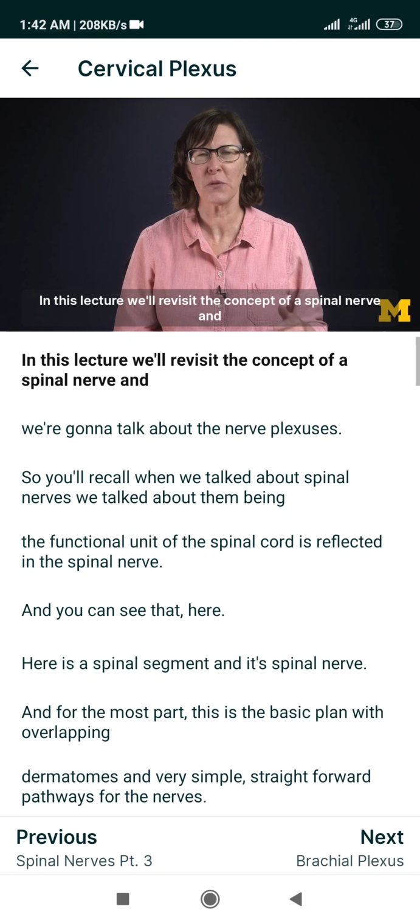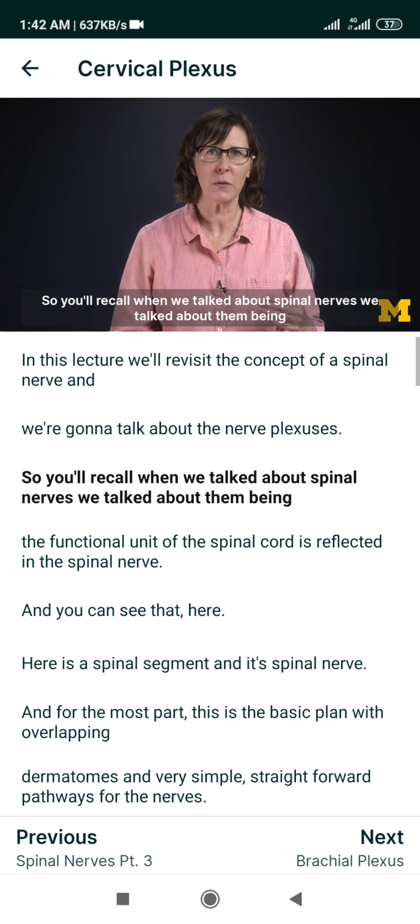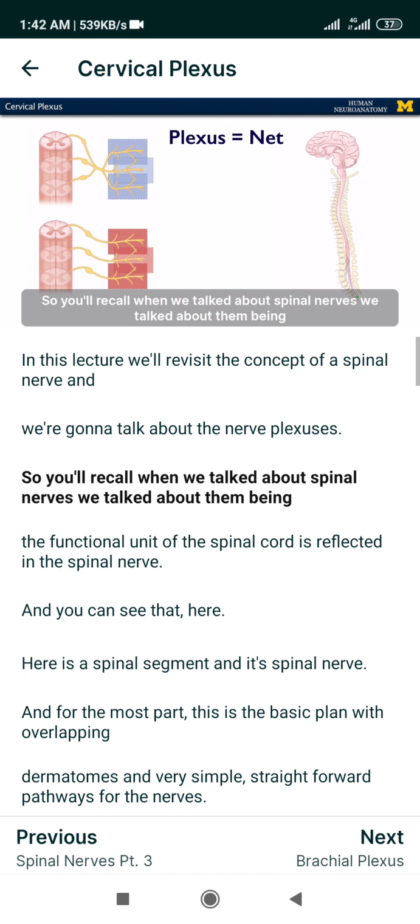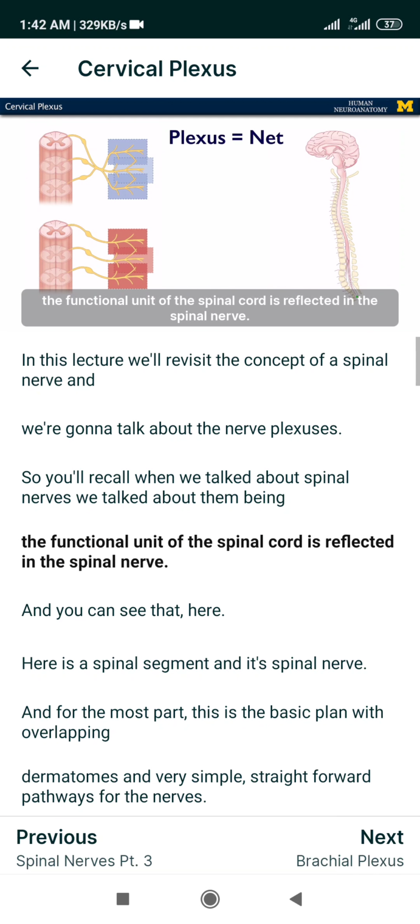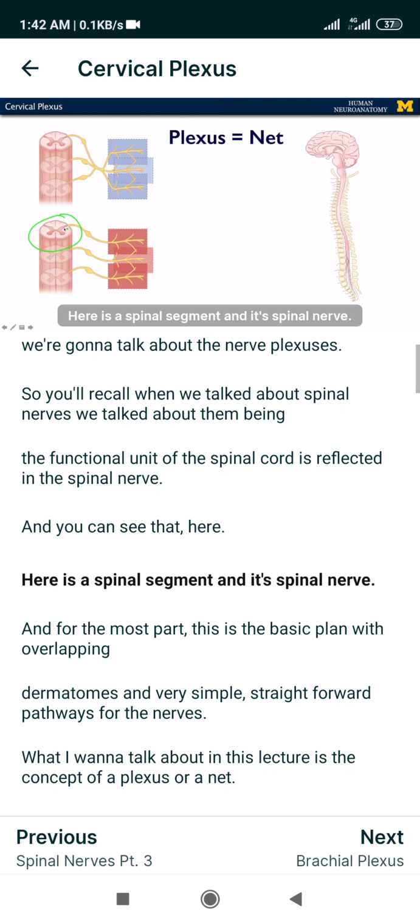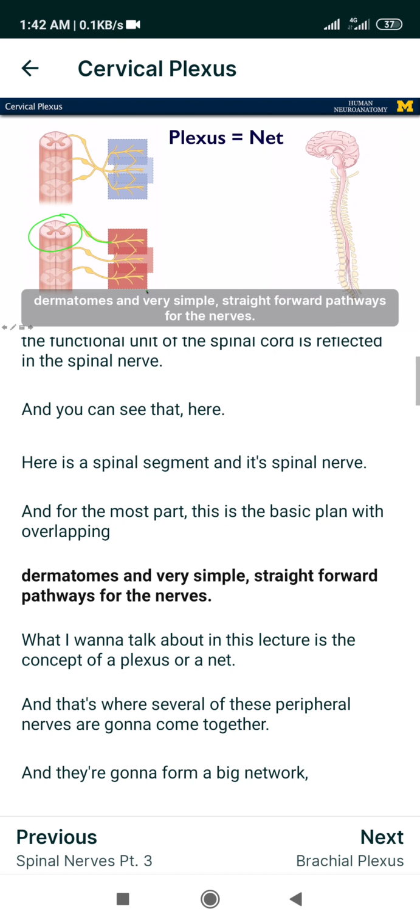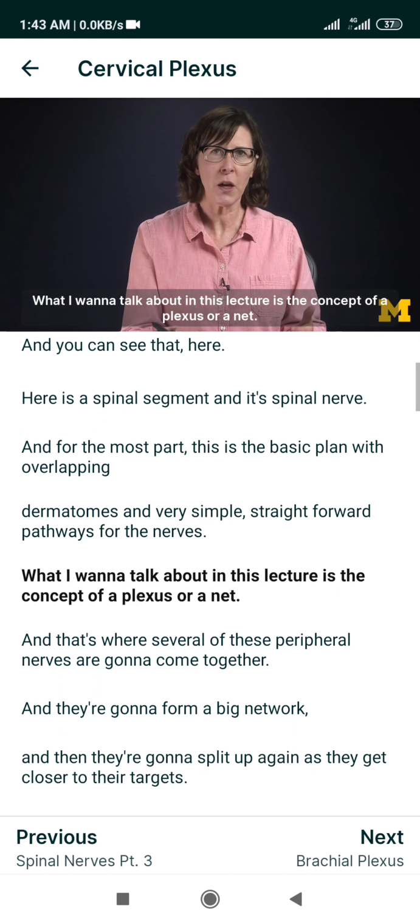In this lecture, we'll revisit the concept of a spinal nerve, and we're going to talk about the nerve plexuses. As you recall, when we talked about spinal nerves, the functional unit of the spinal cord is reflected in the spinal nerve. Here's a spinal segment and its spinal nerve. For the most part, this is the basic plan with overlapping dermatomes and very simple, straightforward pathways for the nerves. What I want to talk about in this lecture is the concept of a plexus, or a net.